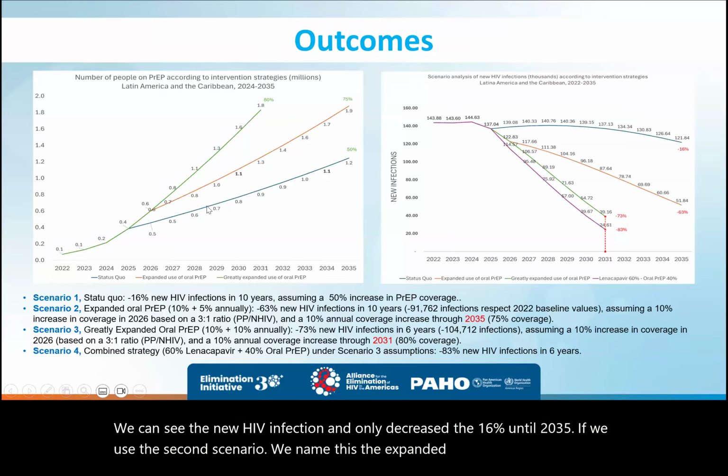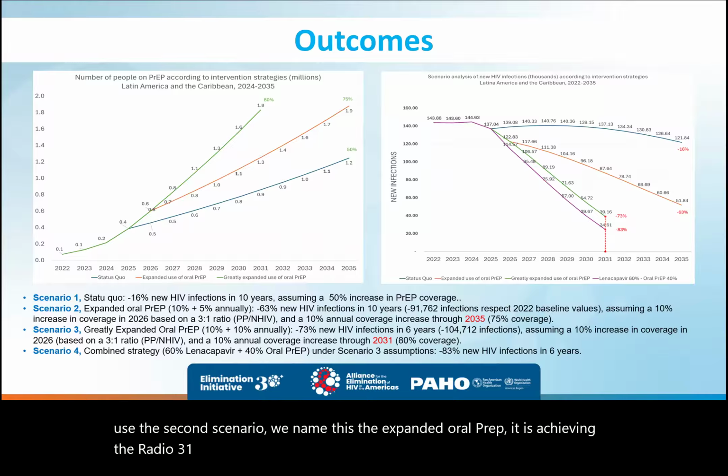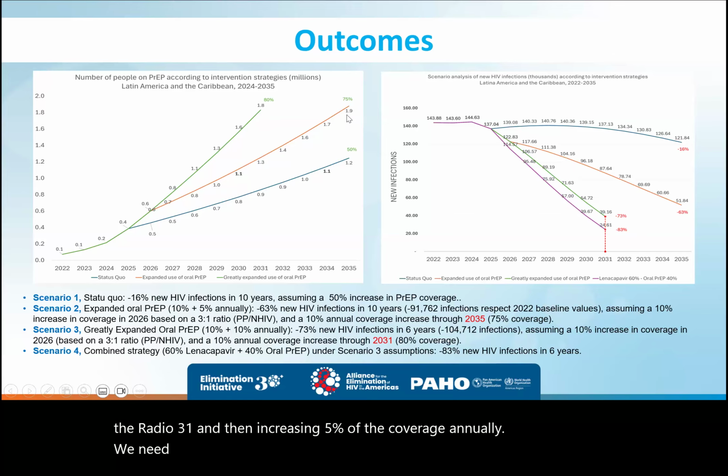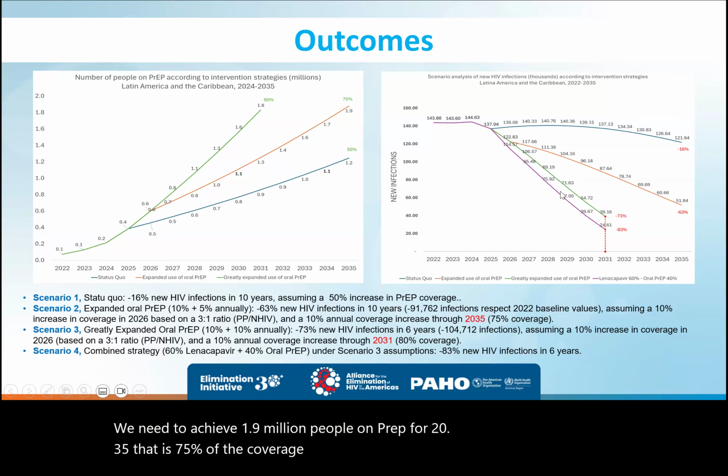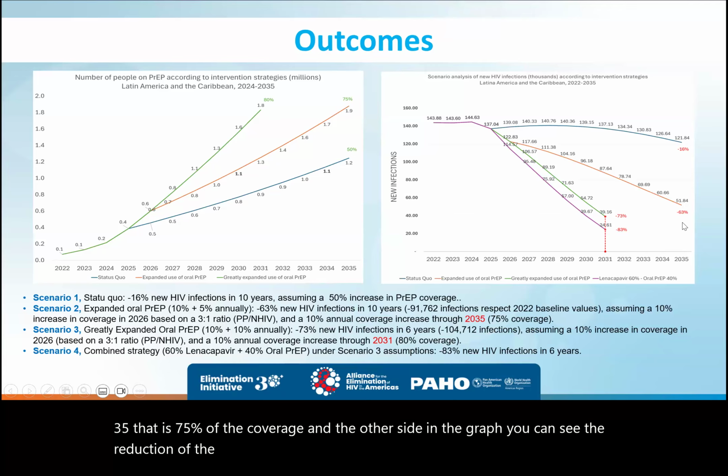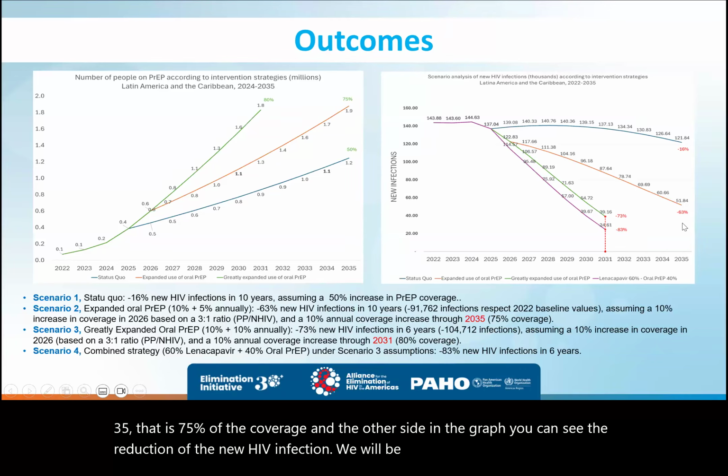It achieves the ratio 3:1 and then increases coverage by 5% annually. We need to achieve 1.9 million people on PrEP by 2035. That is 75% coverage. On the other side of the graph, you can see the reduction of new HIV infections will be 63% by 2035 in this scenario.